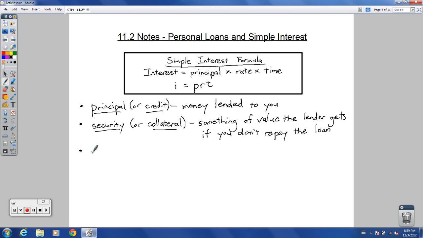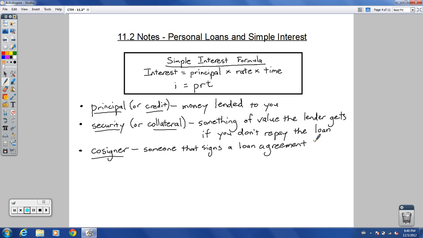Another term we need to know or be aware of what it means: a cosigner. It's just like it sounds. Somebody would sign something and then somebody else would co-sign with you. So a cosigner is someone that signs a loan agreement.